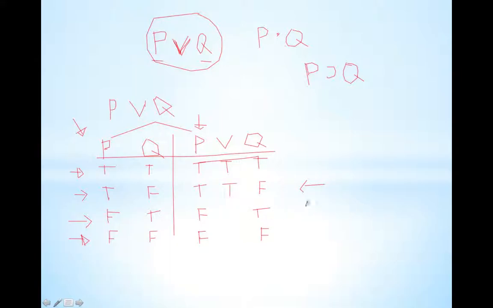For the third row, again, as long as one of them is true, the compound statement is true. So here, since Q is true, even though P is false, that's enough for our compound statement to be true. And then in the fourth row, since both of them are false, here's the one row where our compound statement is false. So this right here gives us the truth value for the compound statement P or Q.